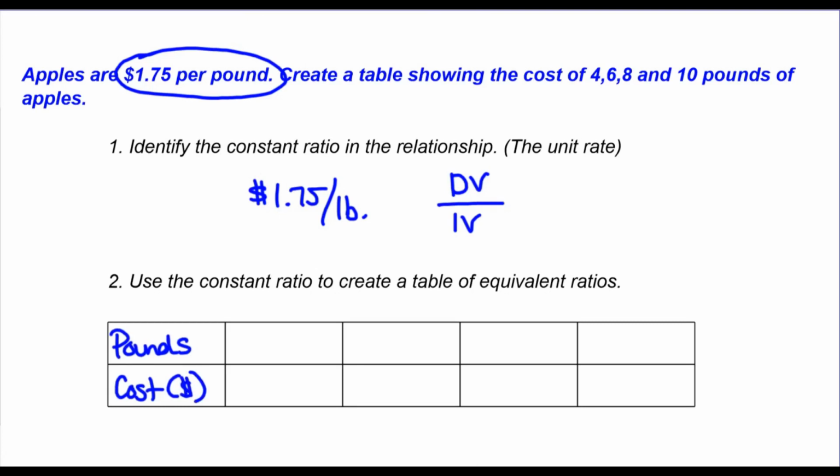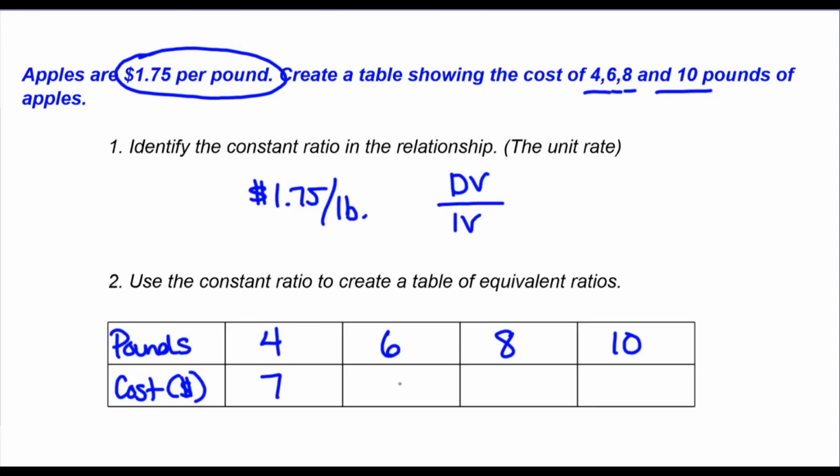And we needed to create a table of values that shows the cost for 4, 6, 8, and 10 pounds of apples. So 4 pounds, 6 pounds, 8 pounds, and 10 pounds are going to go in my table there. And then I'm going to use the constant ratio of $1.75 per pound to fill in the table. So this is a proportional relationship. So every pound is $1.75. So 4 pounds would be 4 times $1.75. So I take 4 times $1.75, and that gives me $7.